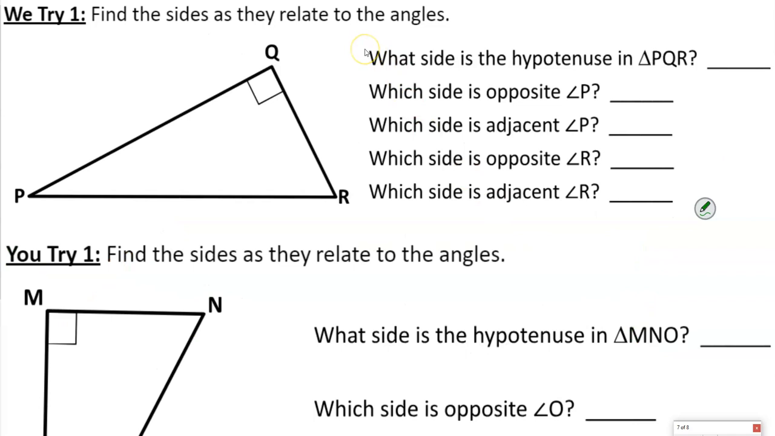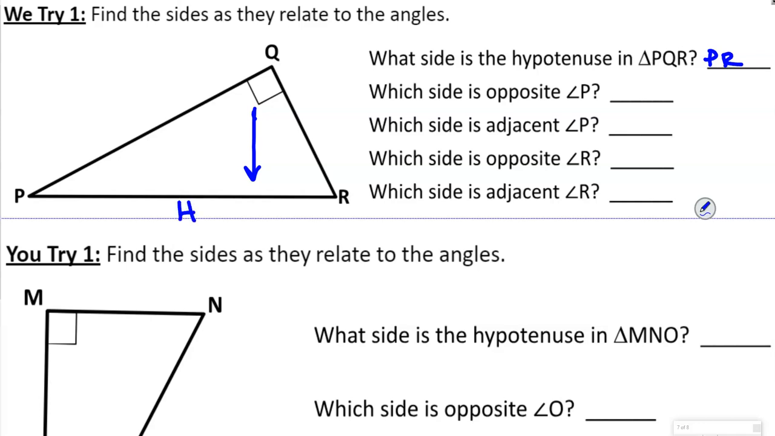All right, so let's keep going. All right, so then let's see if you guys can do this here. Pause the video here and let's see if you can figure out what's the hypotenuse, what side's opposite P, which side's adjacent P, angle P, which side's opposite angle R, what side's adjacent angle R, okay? Okay, so here again, PR is the hypotenuse, right? So we're going to label that H, okay?